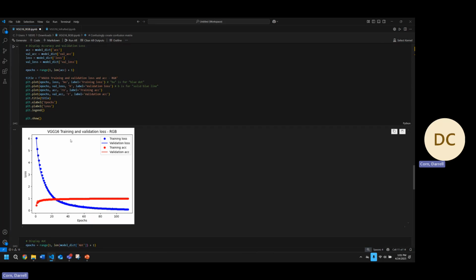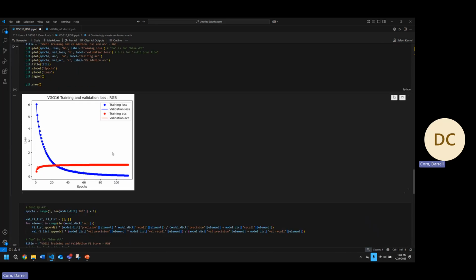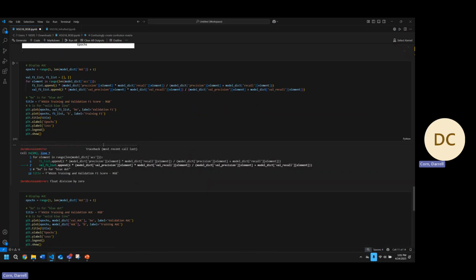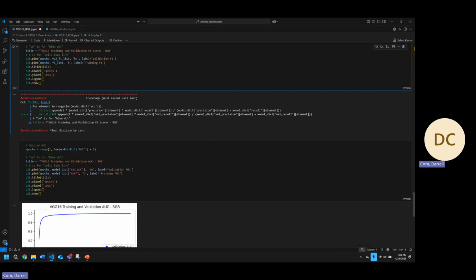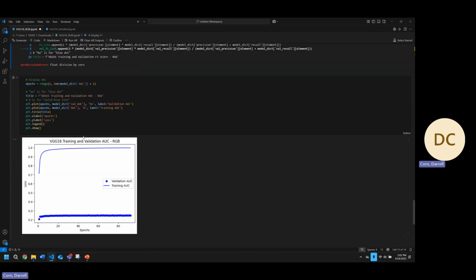And then we display our training and validation loss and accuracy. We display the validation F1 score as well as the training F1 score. But something went awry in my code, but it's displayed for the infrared model. And lastly, we display the training and validation area under the curve. Okay, that's all there is to it.